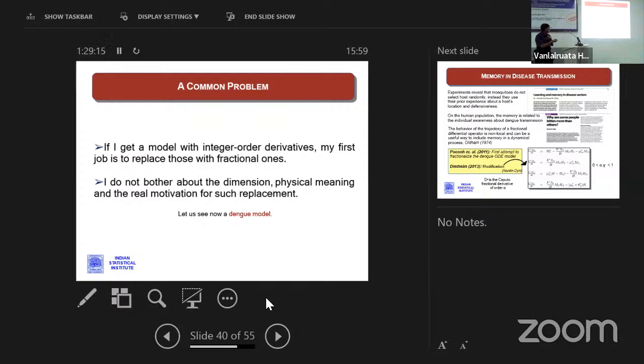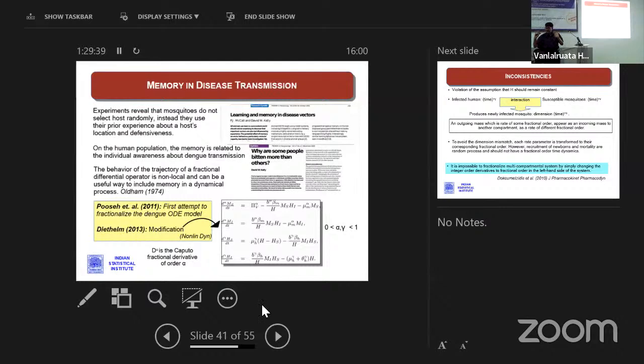I do not bother about the dimension, physical meaning, and the real motivation for such. That's the basic drawback of the people who are taking the model from integer order to fractional order. Let's see what the problem is and how we can resolve it. Okay, again, this is my dengue model.